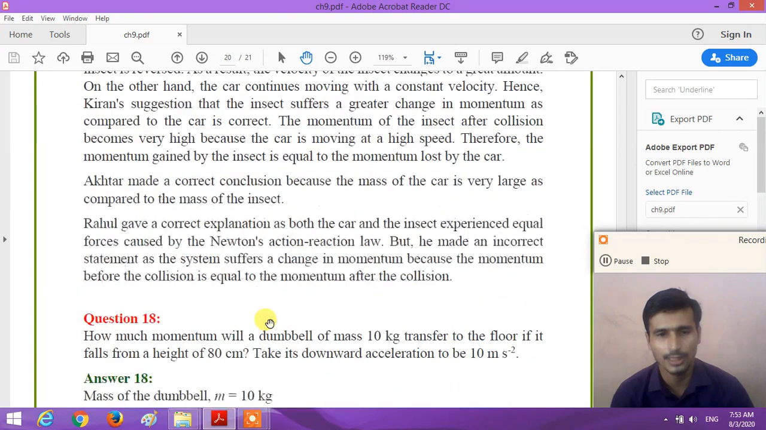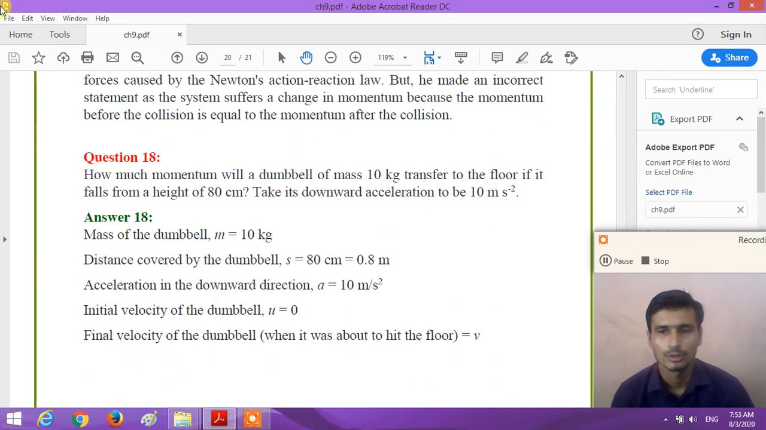So dear student, now the last question, question number 18. How much momentum will a dumbbell of mass 10 kg transfer to the floor if it falls from a height of 80 centimeters? Take its downward acceleration to be 10 meter per second square.